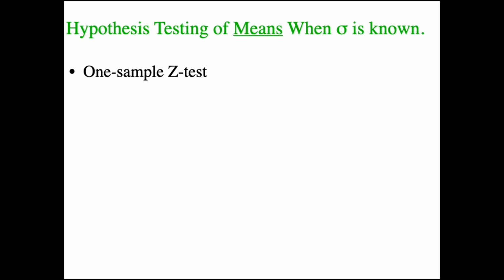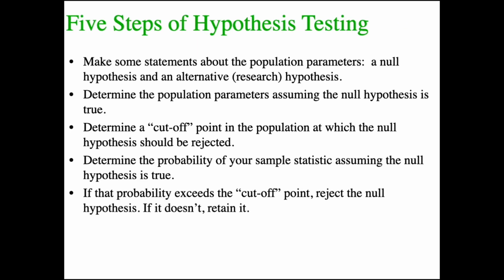Okay, a one-sample Z-test. And we can just take those 5 steps of hypothesis testing that we introduced at the last lecture. So here's a variation of those same 5 steps. First of all, we're going to make some statements about the population parameters. We're going to determine the population parameters, assuming the null hypothesis is true, basically looking at our comparison distribution. We're going to determine a cutoff point. We're going to determine the probability of our sample statistic, assuming the null hypothesis is true. And then if it exceeds that cutoff point, we'll reject the null hypothesis. And if it doesn't, we're going to retain it. So let's try to work that out. Let's conduct a Z-test using the distribution of means as our comparison distribution.